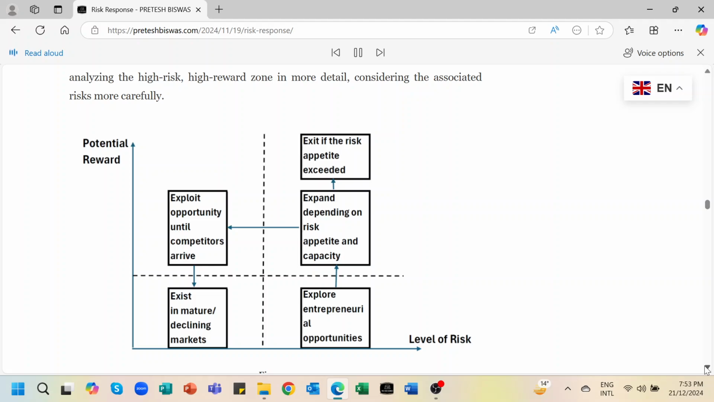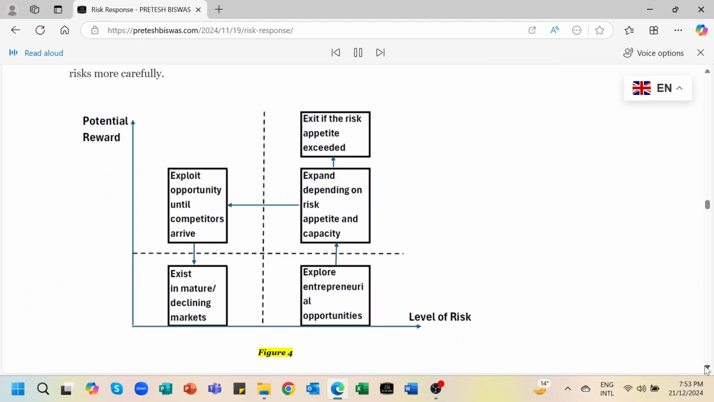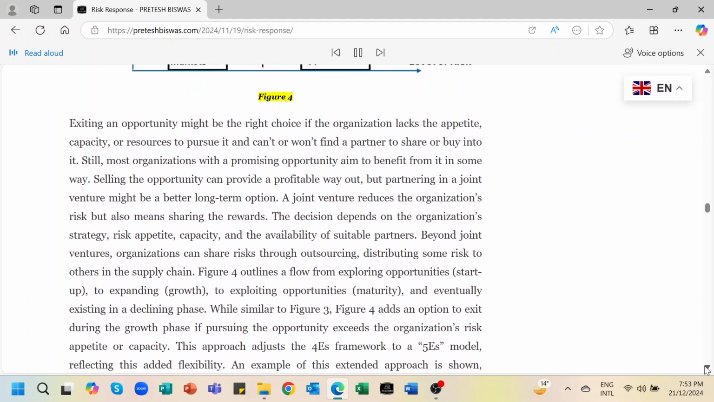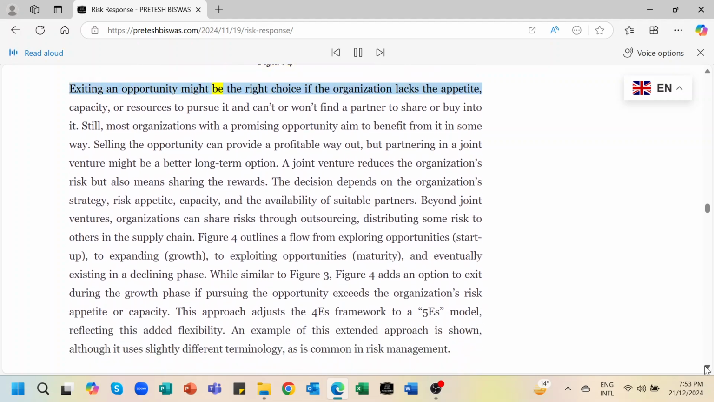Figure 4 refines Figure 2 by analyzing the high-risk, high-reward zone in more detail, considering the associated risks more carefully. Figure 4. Exiting an opportunity might be the right choice if the organization lacks the appetite, capacity, or resources to pursue it and can't or won't find a partner to share or buy into it. Still, most organizations with a promising opportunity aim to benefit from it in some way.